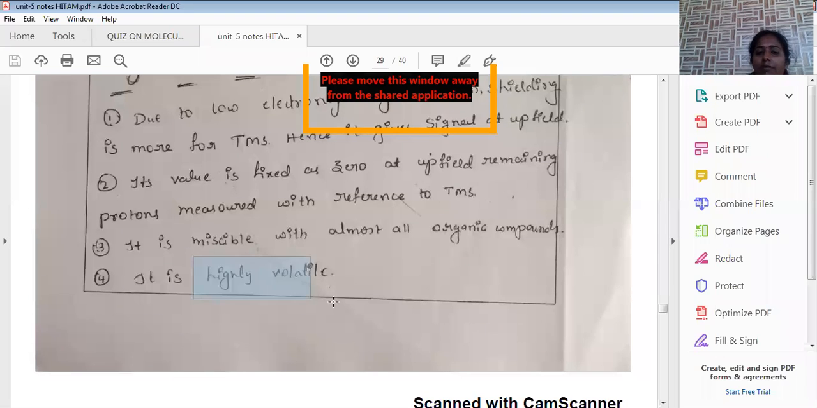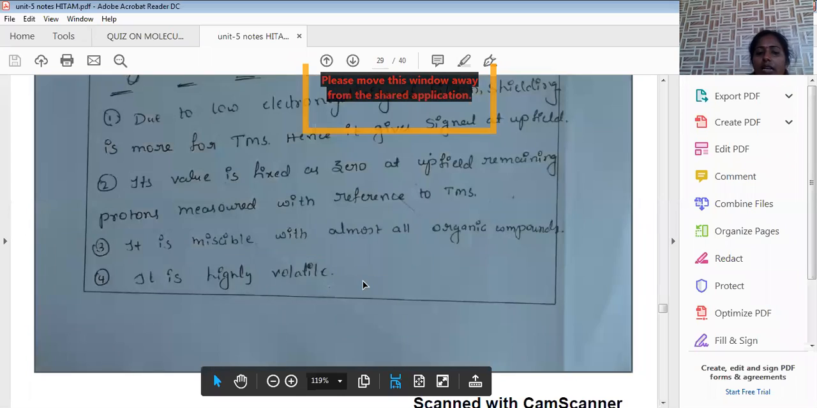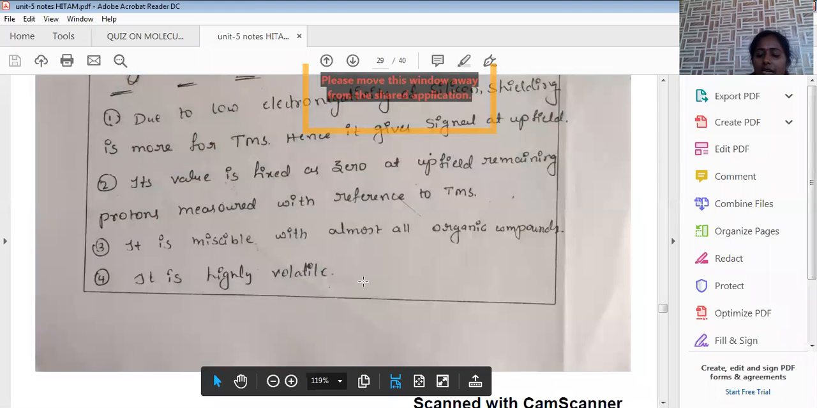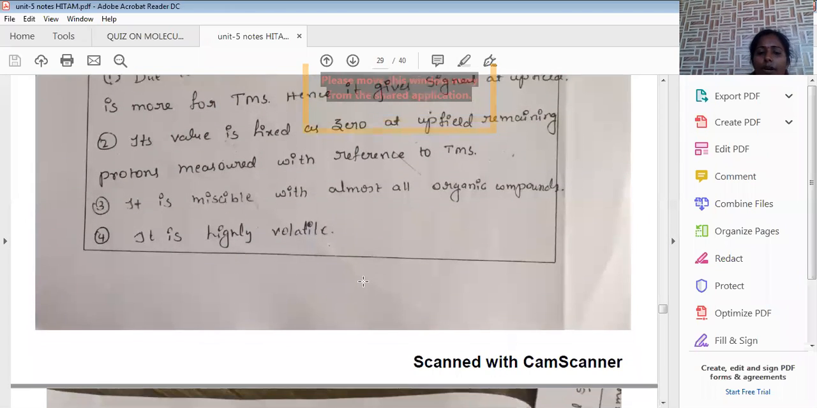By default, it can be removed by its volatile nature. Because of its volatile nature, it can be easily evaporated.